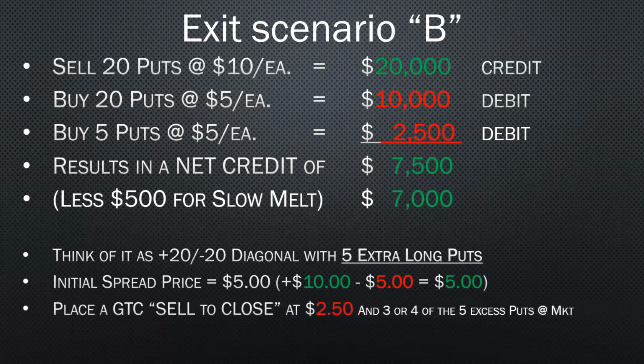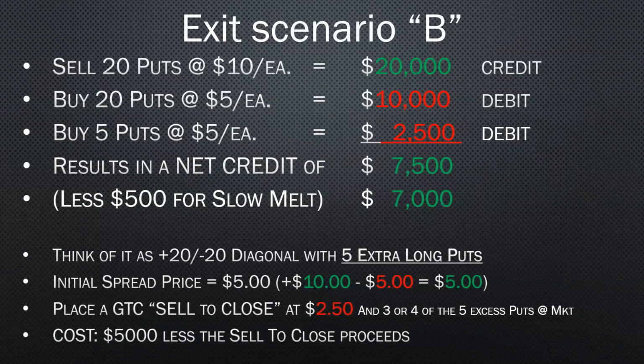So we're going to place a good till cancel order to sell to close at $2.50, and maybe sell 3 or 4 of the excess 5 long puts. It depends on how much protection you want. The cost is $5,000 of the $7,000 that was brought in to close those diagonals, the 20 plus 20 and negative 20.